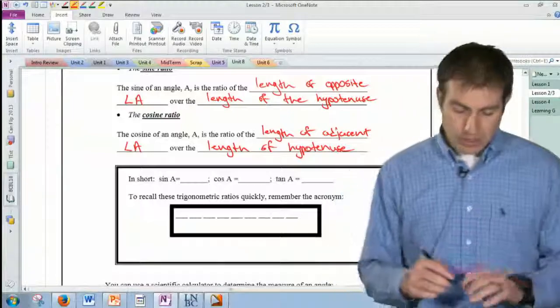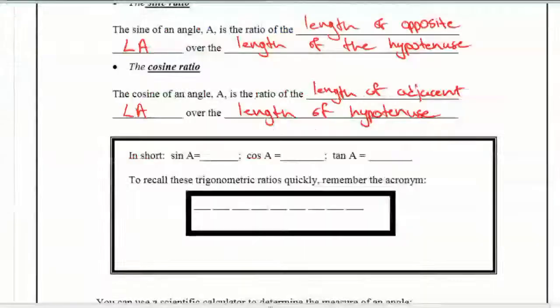So to summarize what we just wrote, the sine of A is equal to the opposite divided by the hypotenuse. The cosine of A is the adjacent side divided by the hypotenuse. And the tangent of A from last day is the opposite divided by the adjacent. So we just take the lengths of these sides and divide them.